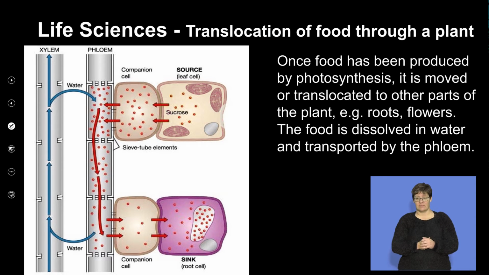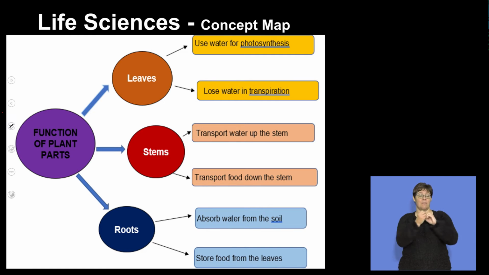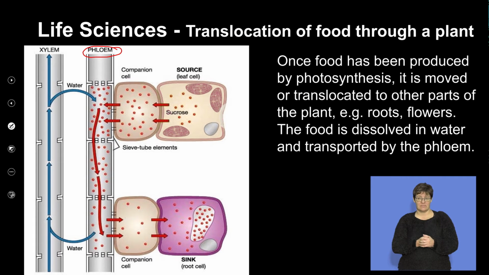Then, not only is water moved through the plant, once food is made, food also has to be transported, and that is transported in phloem. But transport in phloem goes in the opposite direction to water. So let's have a look. The leaf makes the food. The food goes into the phloem. It moves down into the roots, and it goes into the root cells where it is stored.